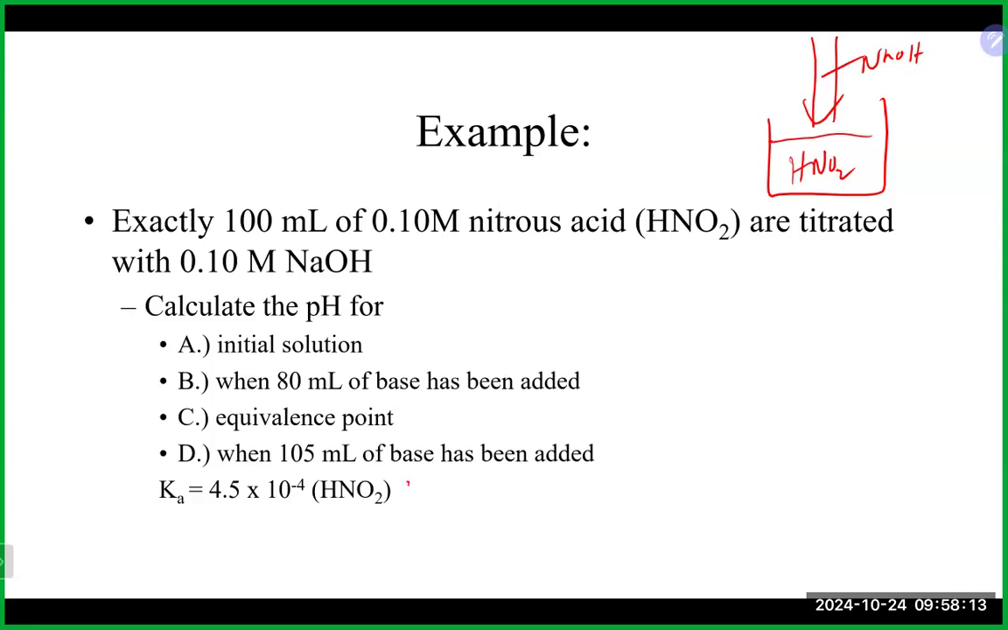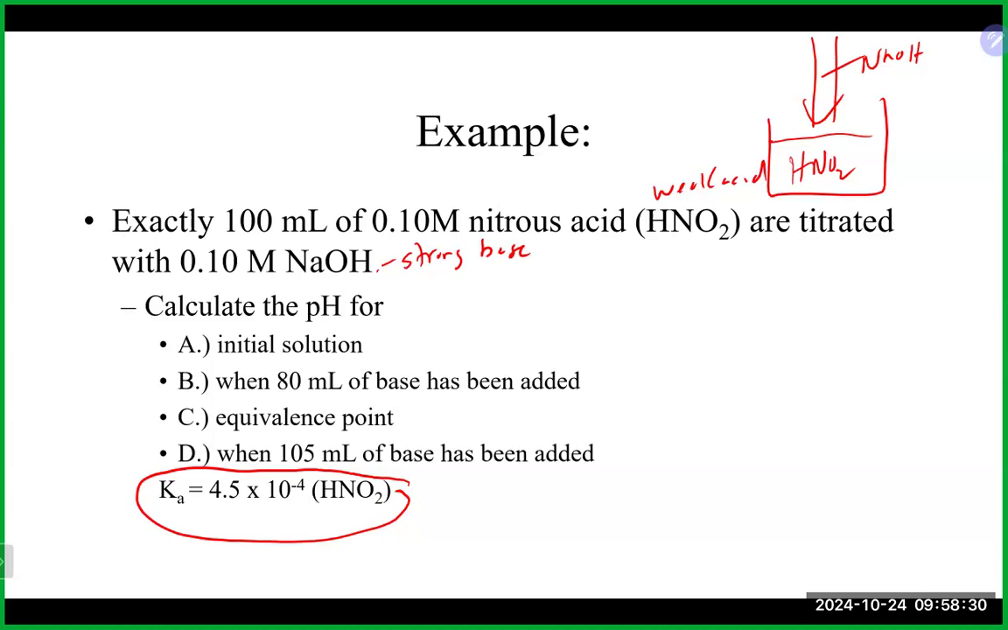By the way, we do know that this obviously is a weak acid, as we have a Ka value given to us, and that's a strong base. So this is basically a titration of a weak acid with a strong base. That's kind of the first one we just talked about there a second ago.